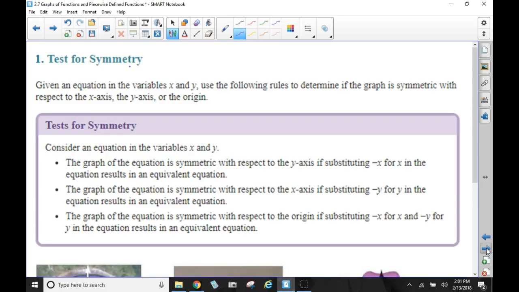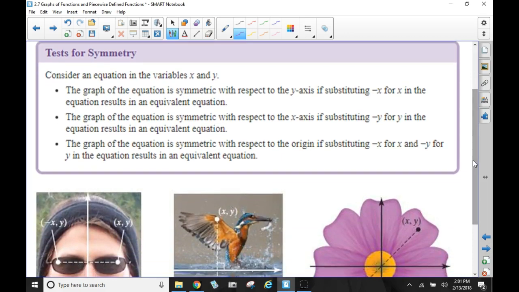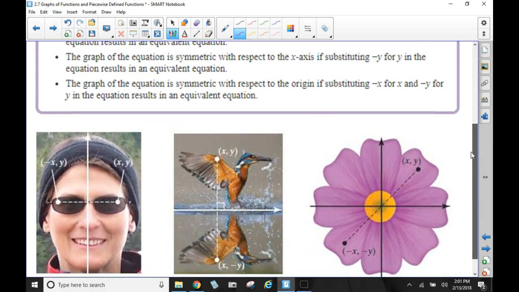The first thing we're going to look at are our tests for symmetry. Down below, you will see that we have a few pictures where symmetry properties are being displayed. We'll come back up to the purple box here in just a minute. But the lady here with the glasses, you notice that there is a symmetry about this vertical line right here.